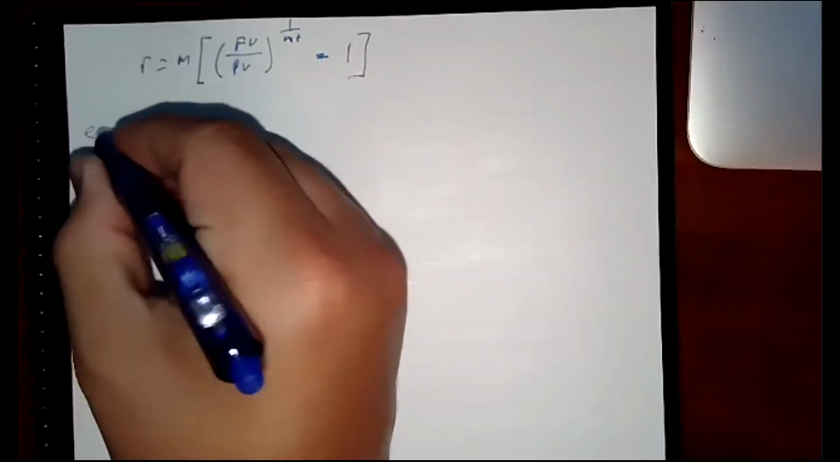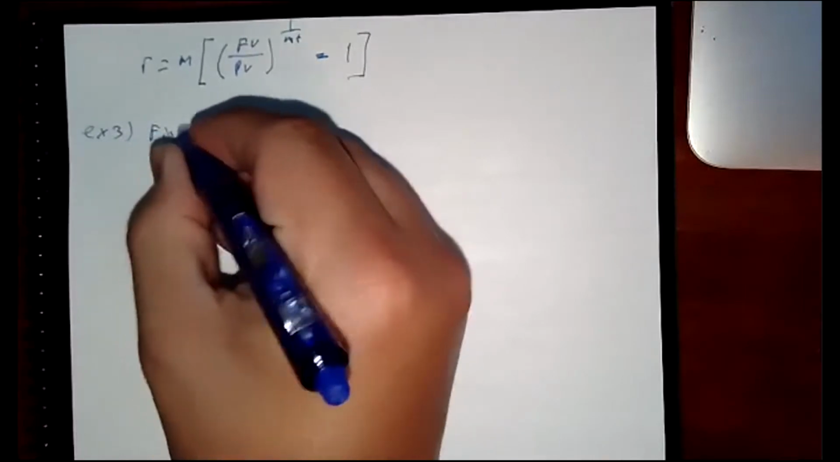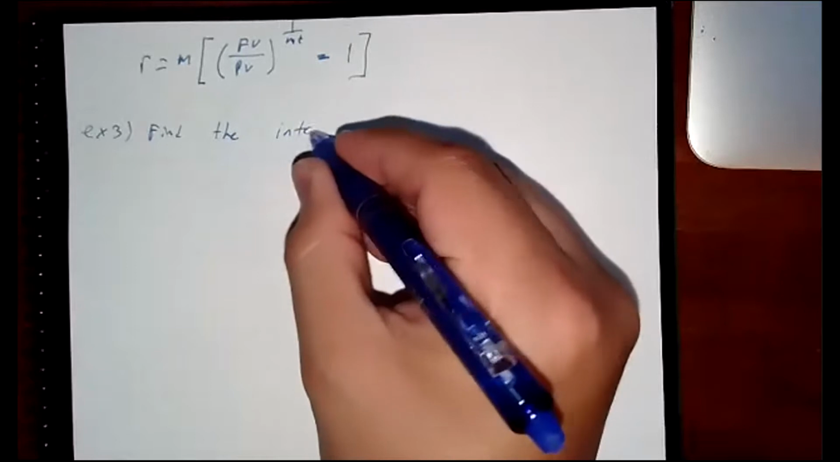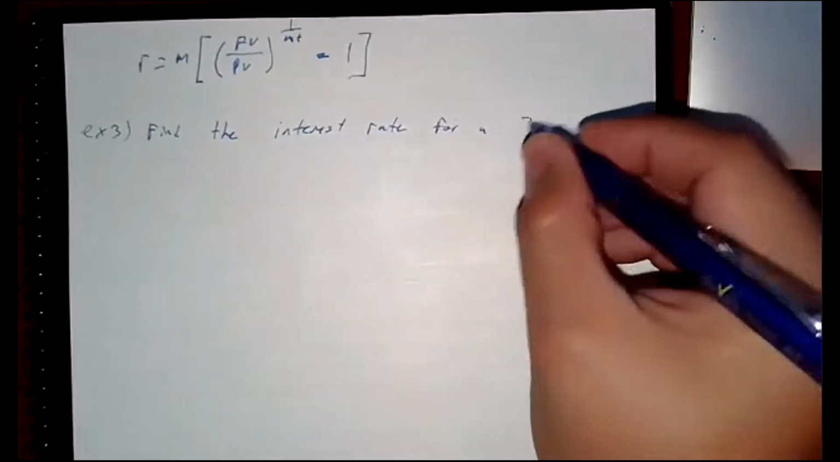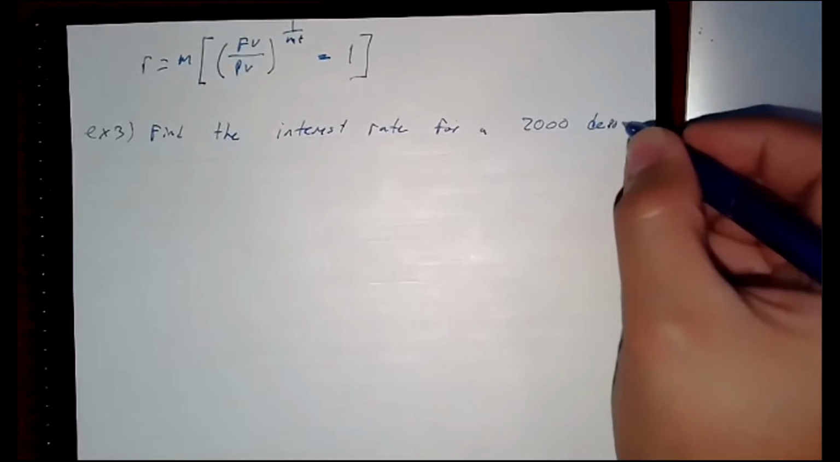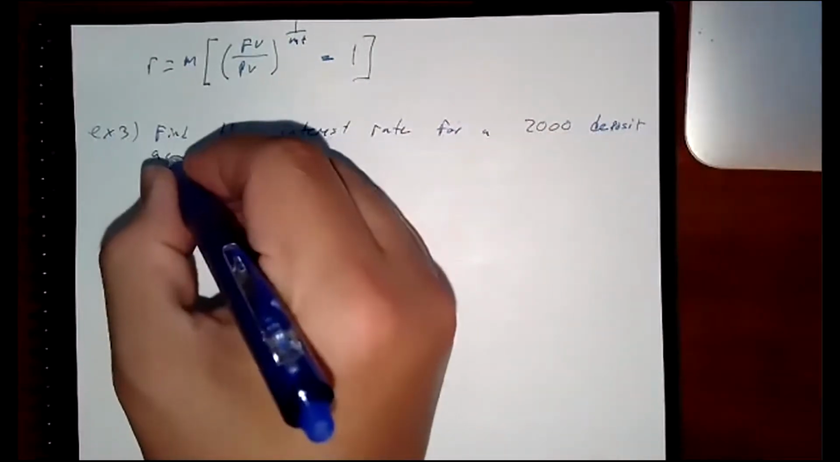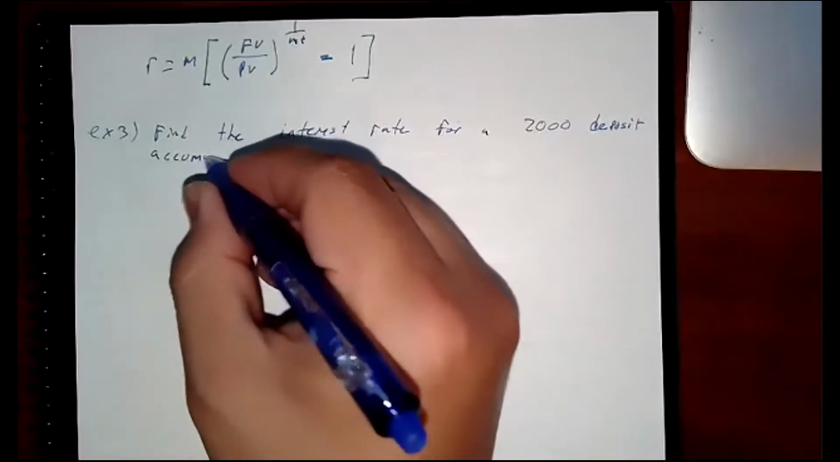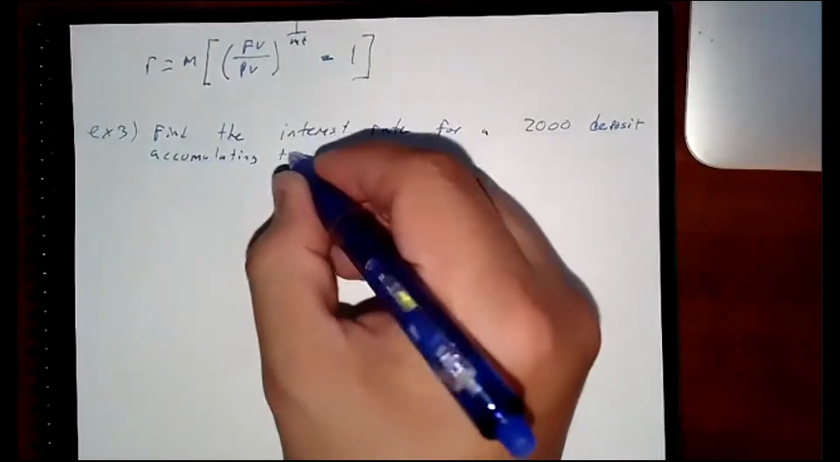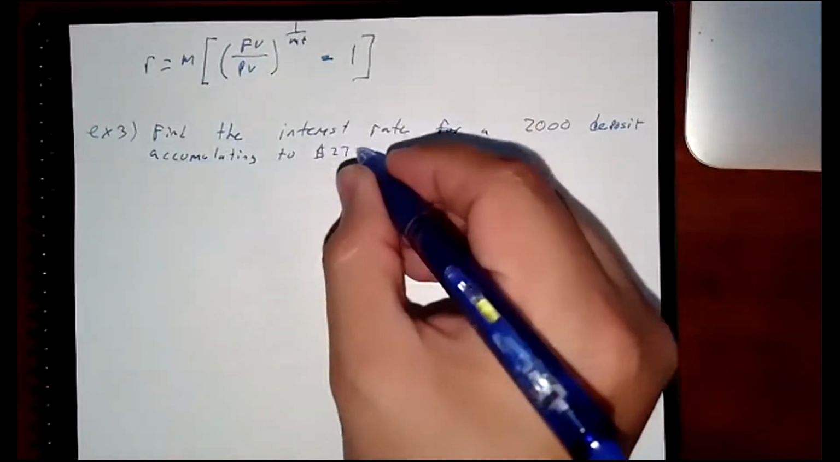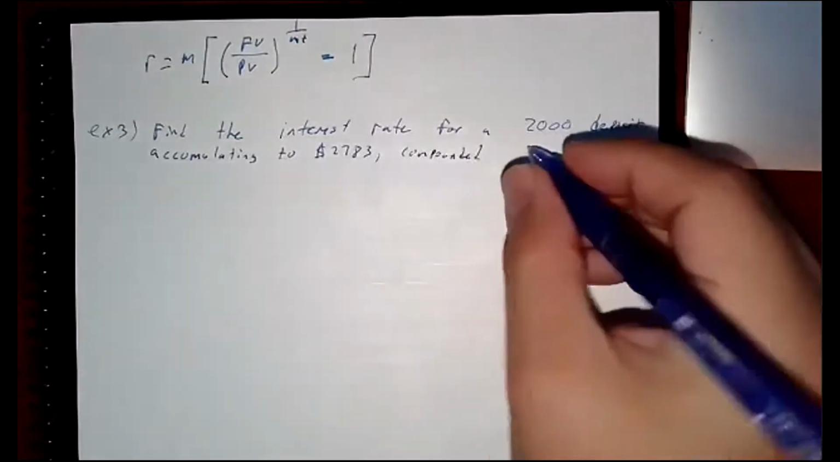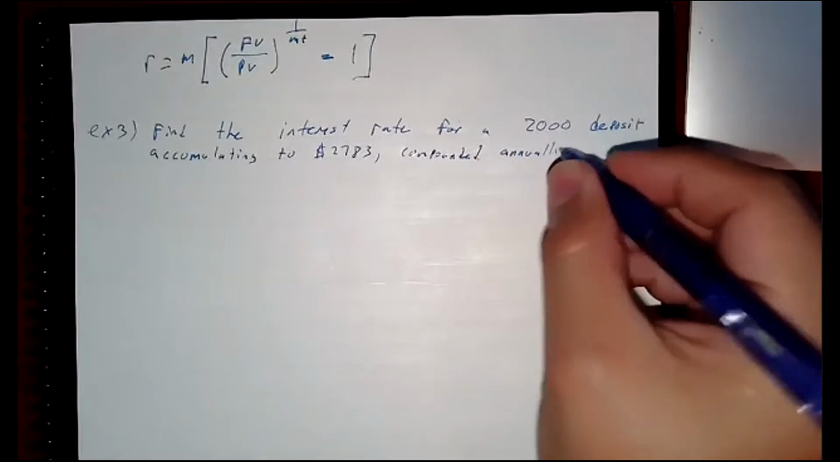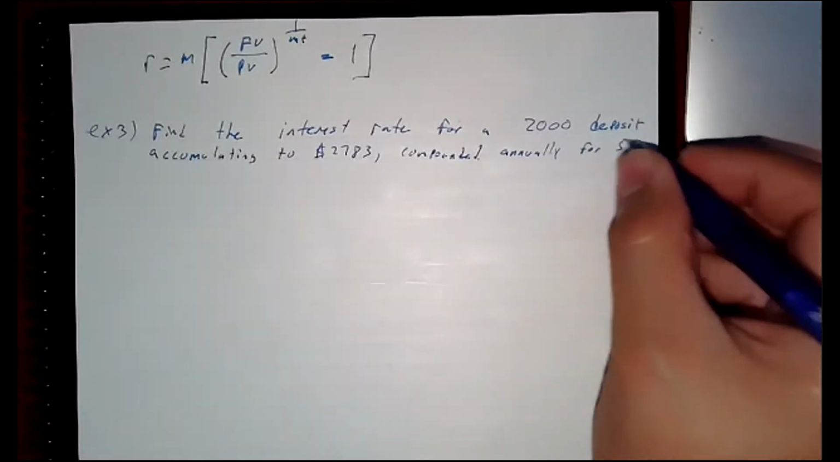Okay, so on this question, we're still compounding. Example 3 is find the interest rate for a $2,000 deposit accumulating to 2783 compounded annually for 5 years.